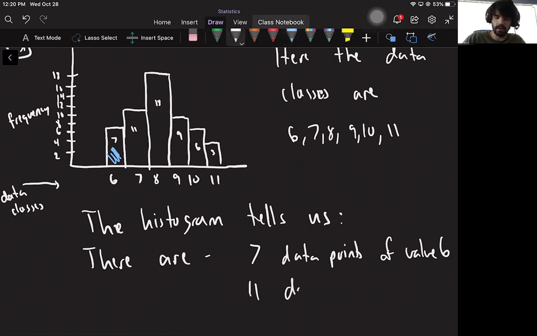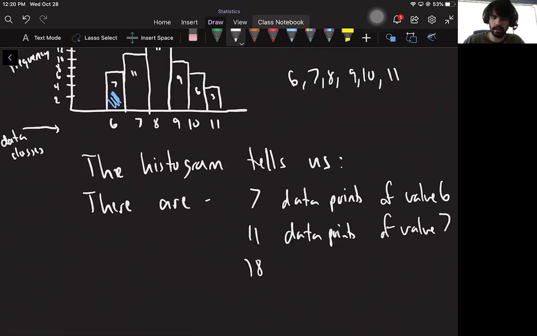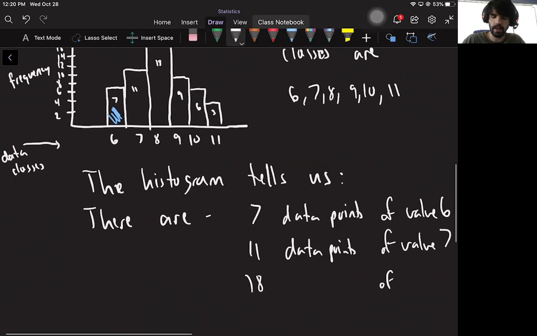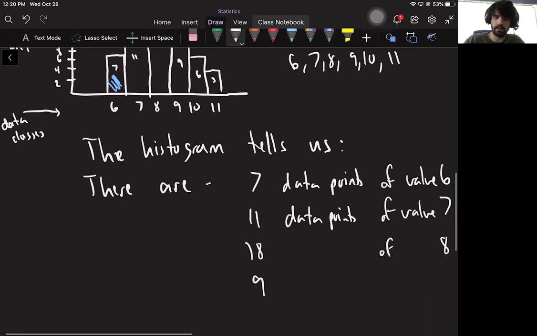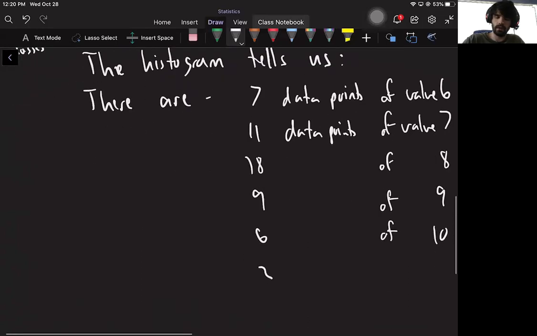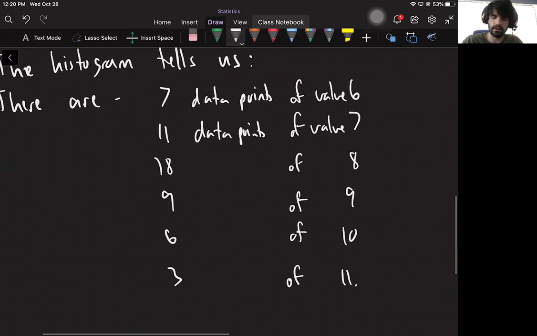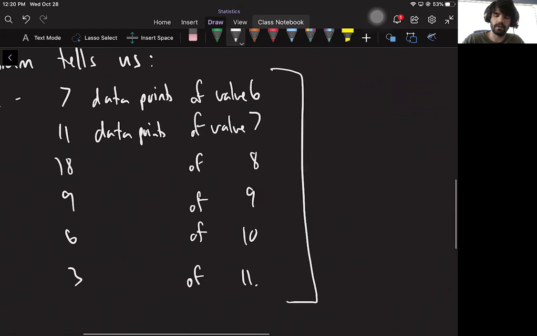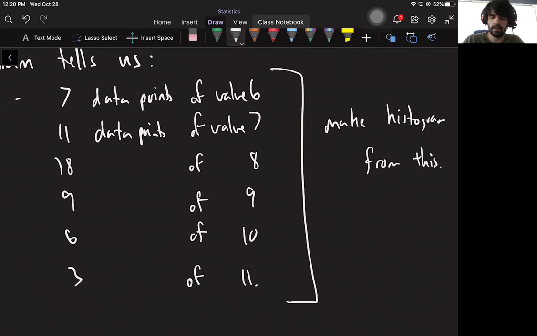So there's 11 data points of value 7, 18 of value 8. There's 9 of value 9. And there's 6 of value 10. And 3 of value 11. Normally what you would do is you would have these first, and then you would make the histogram from this. But we sort of did it backwards just to see how histograms work. Okay.